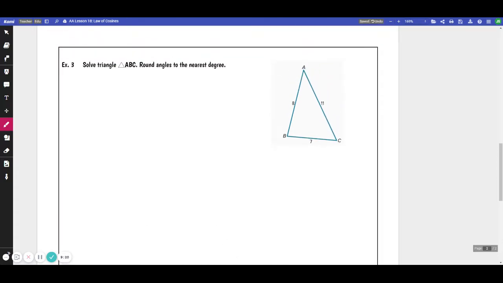Do I have one more down there? Yeah, we do. Solve the triangle. Remember from lesson 17, solve means you have to find everything. All the sides, all the angles. And I picked this one because I want to show you something.